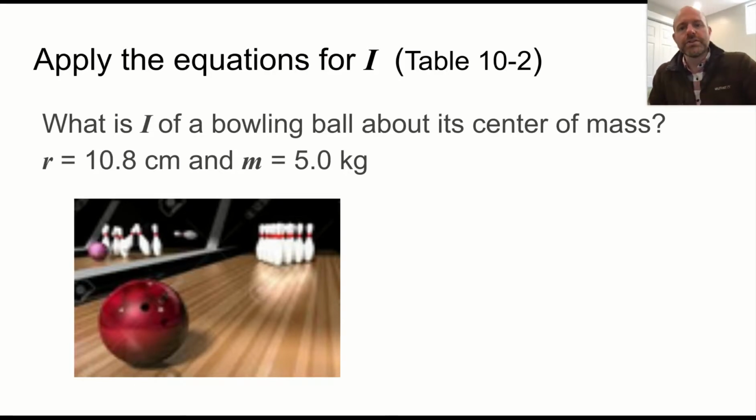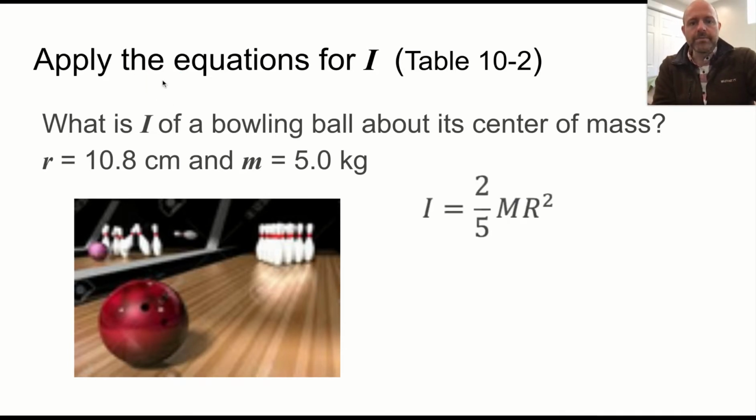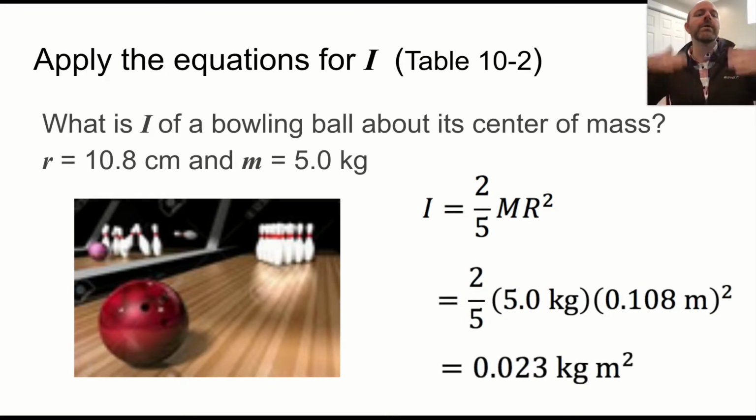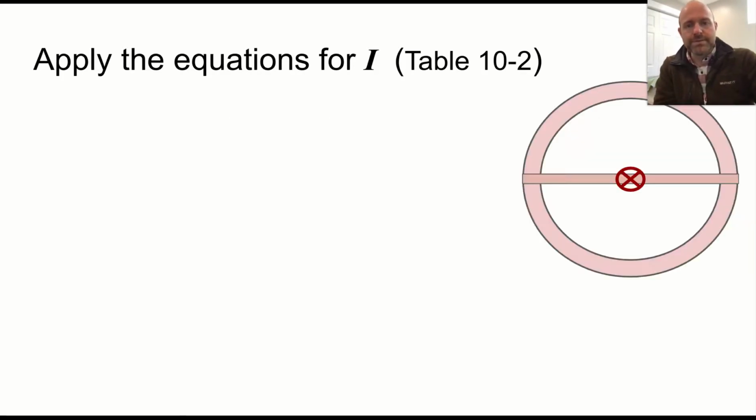What is the moment of inertia of a bowling ball about its center of mass? Now, a bowling ball, in spite of those holes for your fingers, is essentially a uniform density solid sphere. So we can pick that equation, which is 2/5 mr squared. Plug in our values, and we end up with about 0.023 kilogram meter squared. With a new quantity like moment of inertia, it can be hard to tell: is 0.023 kilogram meter squared a big moment of inertia or a small one? We'll hopefully get a better sense for it as we go along.